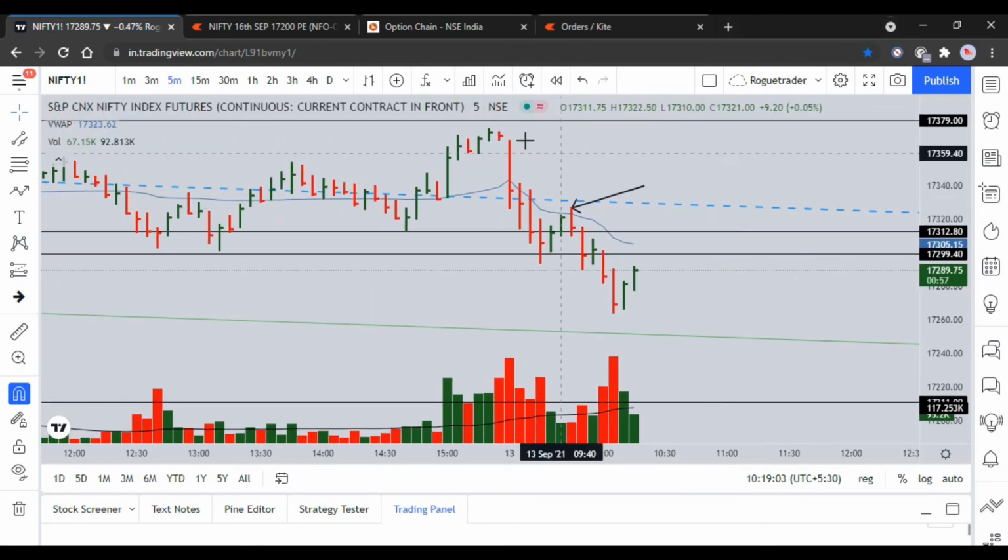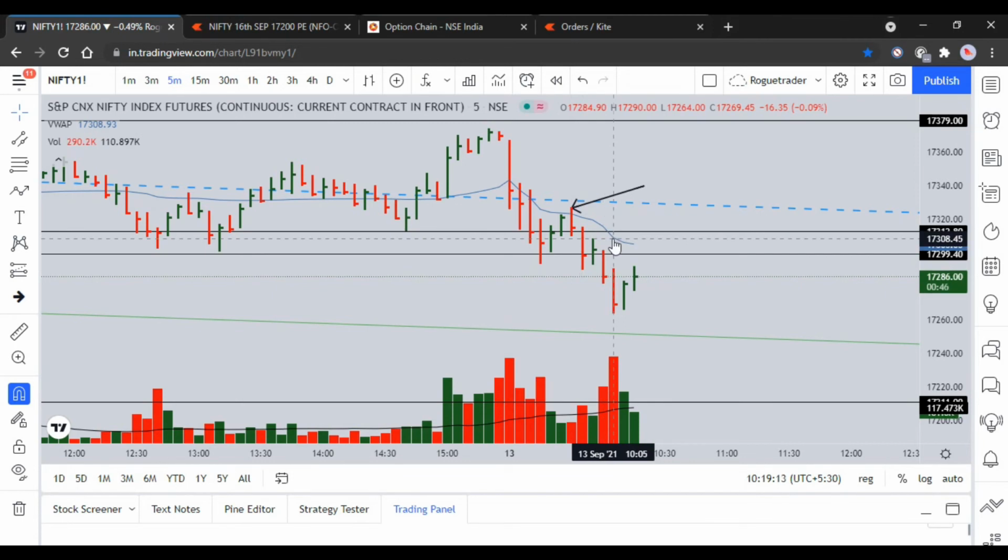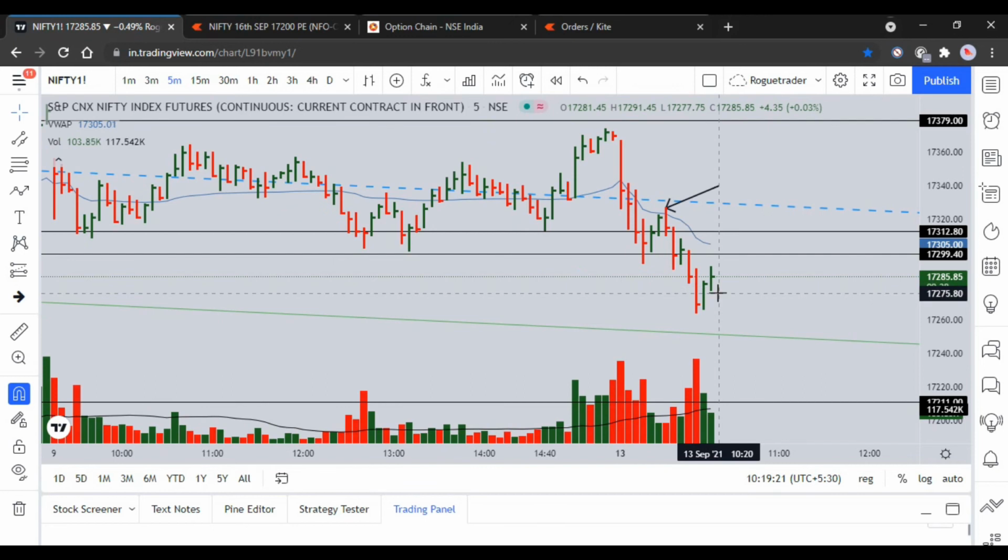Why did I exit the trade? Assume this: the 9:15 bar's volume was 284.1k, but right now it has increased to around 290.2k. You can see the volume right here, 290.2k. So it's a sign that the market is reversing from these levels. There's a probability it might continue, we don't know. The market is a game of probability. Anything can happen in the market, but according to our system we have to trade it, right?